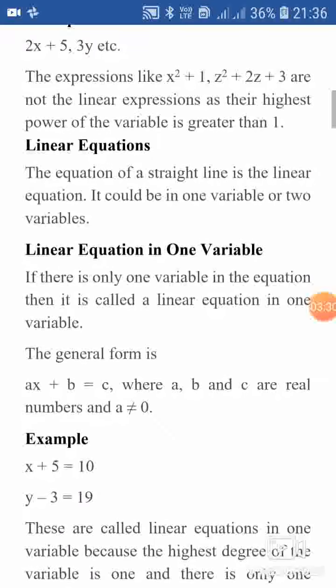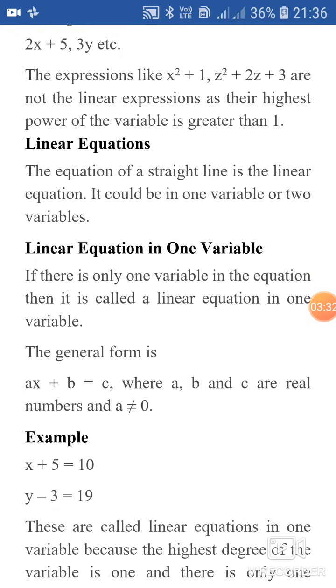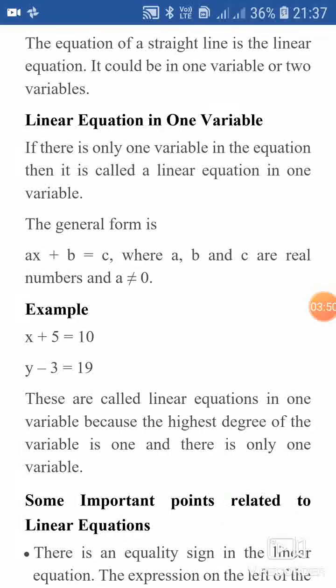Now, linear equation in one variable. It means all the terms are written in only one variable, not in two variables. If the linear equation is written in x, it should be in x only, and if it is written in y, it should be in y only. For example, x plus 5 equals 10 or y minus 3 equals 19. That is a linear equation in one variable.